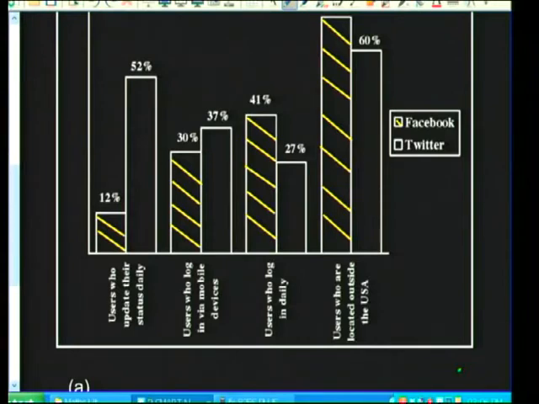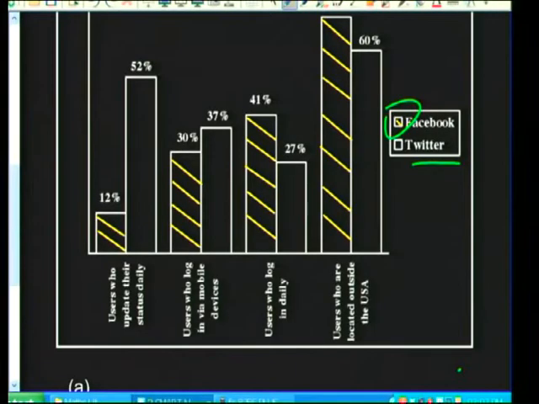And you can see that my yellow lines in those special bars represent Facebook. Can you see that? Facebook is represented with the yellow stripes. Now, the clear bars are represented by Twitter. So if you look at the first set of columns over here, you can see that they represent the users who update their status daily. 12% of users on Facebook are updating on a daily basis.